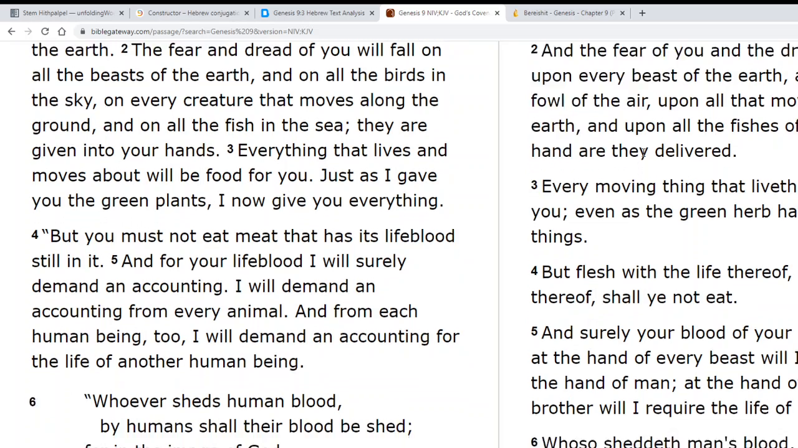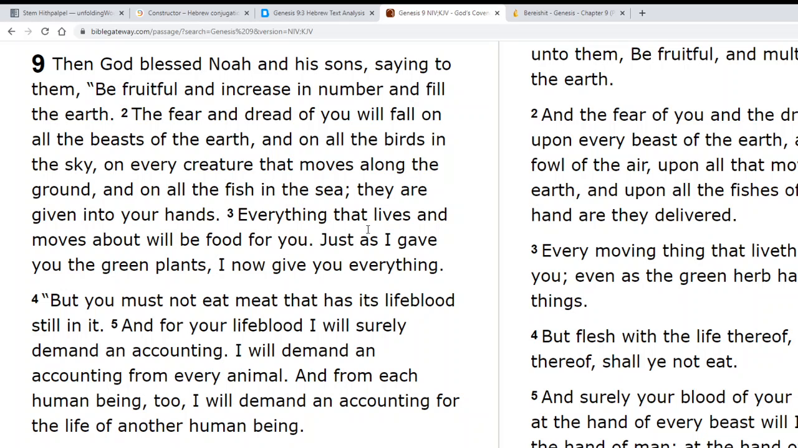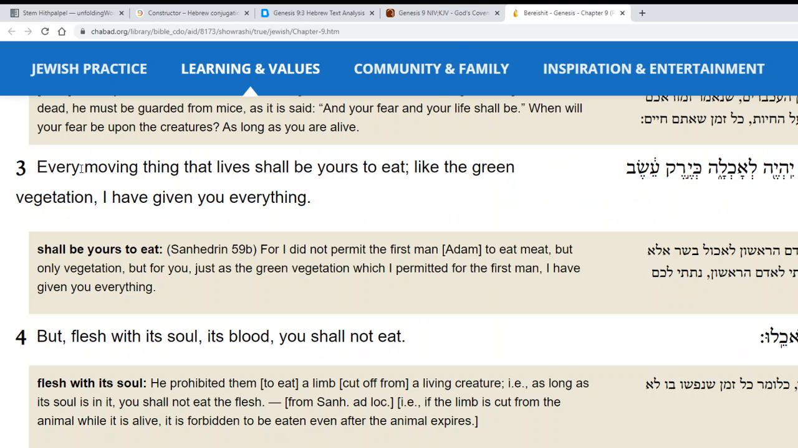So this is root 3. King James: Every moving thing that liveth shall be meat for you, even as the green herb have I given you all things. Okay. NIV: everything that lives and moves about will be food for you, just as I gave you the green plants, I now give you everything. Okay? And Chabad: every moving thing that lives shall be yours to eat like the green vegetation. I have given you everything.